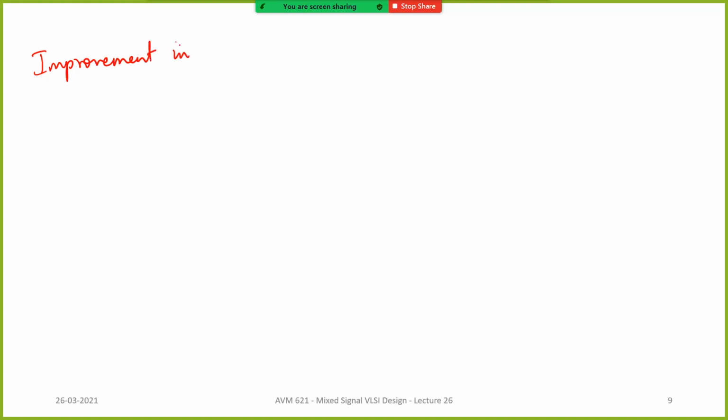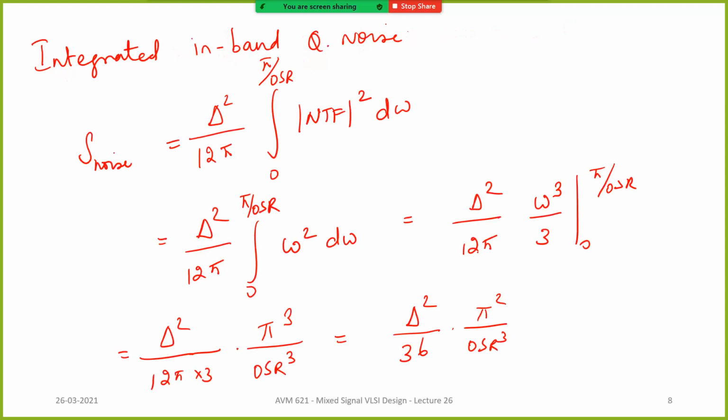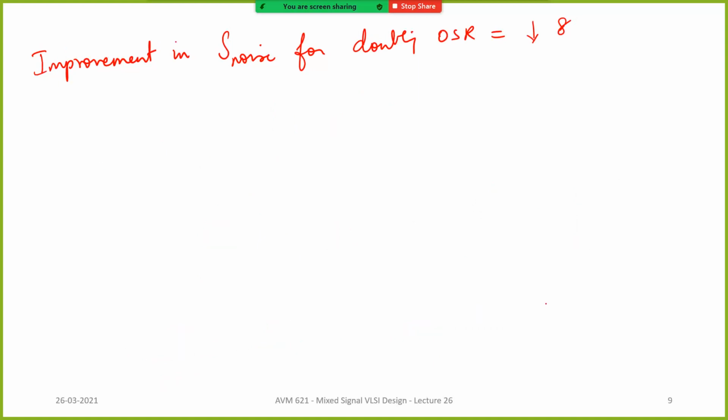in noise for doubling OSR will be how much? The noise will go down by a factor of 2 to the power of 3, which is 8. If I double the OSR, so I have 2 times OSR, I will reduce the in-band quantization noise power by a factor of 8, because it becomes 2 to the power of 3. In other words, my SNR is going to increase by a factor of 8.